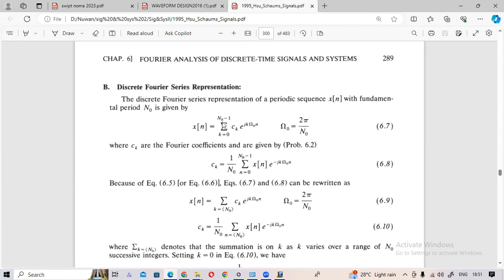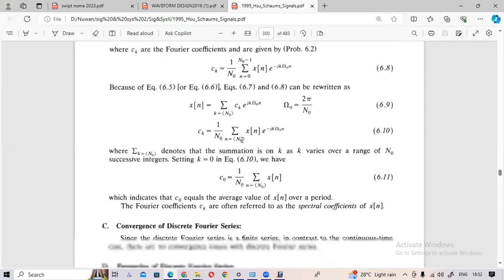I told you that is wrong. Actually, this is the correct one. The evaluation should be from 0 to n naught minus 1. And ck should be evaluated as 1 over n naught, from 0 to n naught minus 1, not up to n naught. So I will explain why it is not like that. So x n e to the power jk omega naught n. So we need to use these two equations to represent Fourier series. So we will do one example.